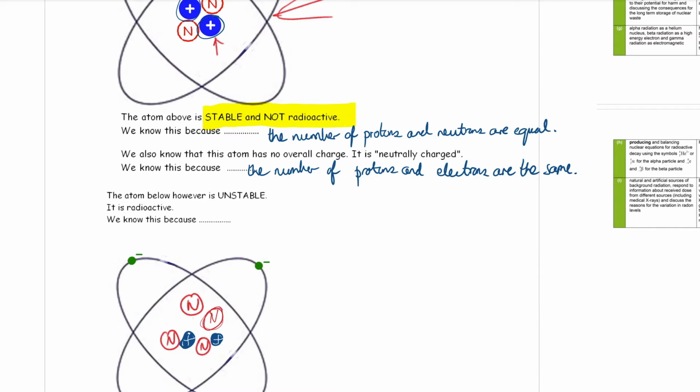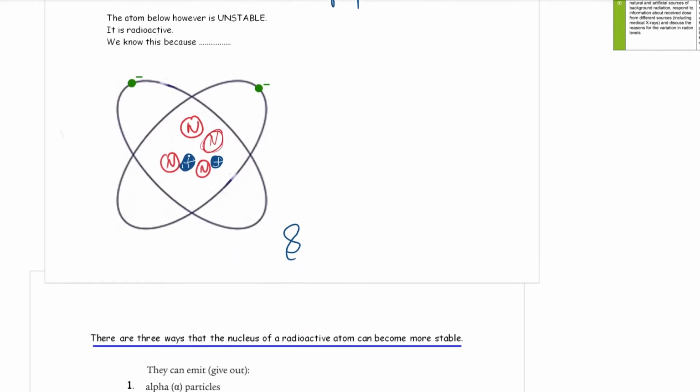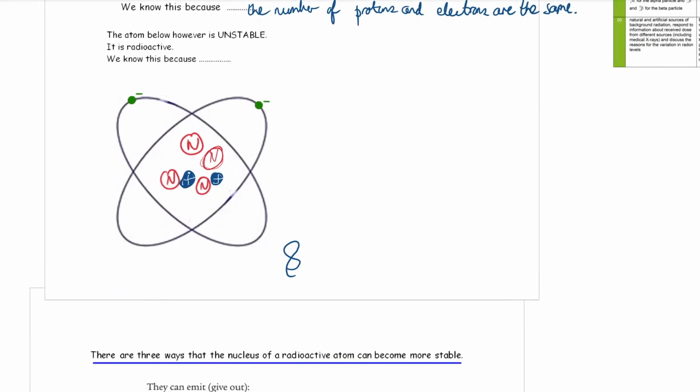So I've got an unstable nuclei. I know this because the number of neutrons are larger than the number of protons. So I'm going to write this in here. I've just shown that using the greater than signs. The number of neutrons is greater than the number of protons.